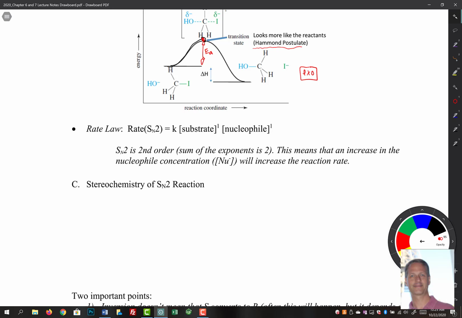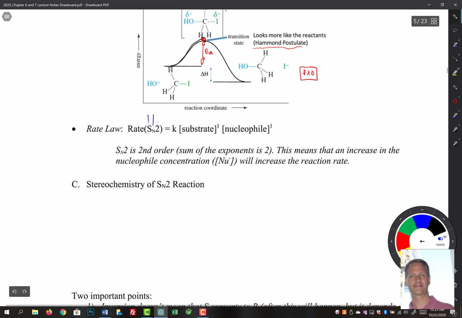So SN2 is second order overall. Remember, the sum of our exponents is what we do to figure out what our rate law is. So again, an increase in nucleophile concentration increases reaction rate here. And that's why we get a 2. So this is substitution, nucleophilic, bimolecular.